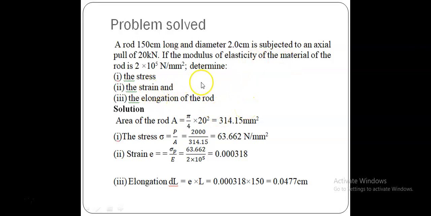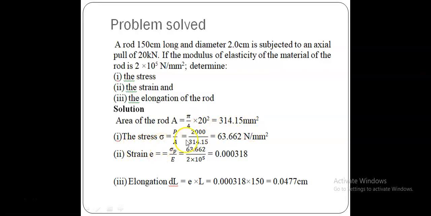Yes, that is nothing but an elastic constant. Here determine the stress, the strain and the elongation of the rod. So here area of the rod A can be calculated initially, since it has a diameter of 2 centimeter, and therefore pi by 4 into 20 squared, that is we substitute in mm, which is equal to 314.15 mm square.